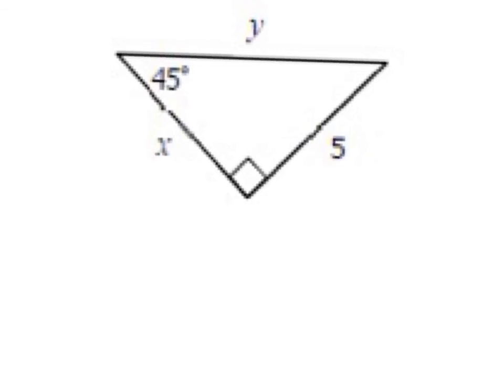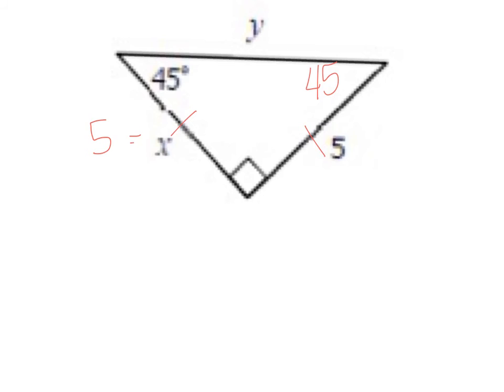The next question is a special right triangle question. We know we need to leave our answer in simplest radical form. We'll note that this is a 45, 45, 90 right triangle. That means both of our legs are congruent. So if the right side is 5, then the left leg will also be 5.